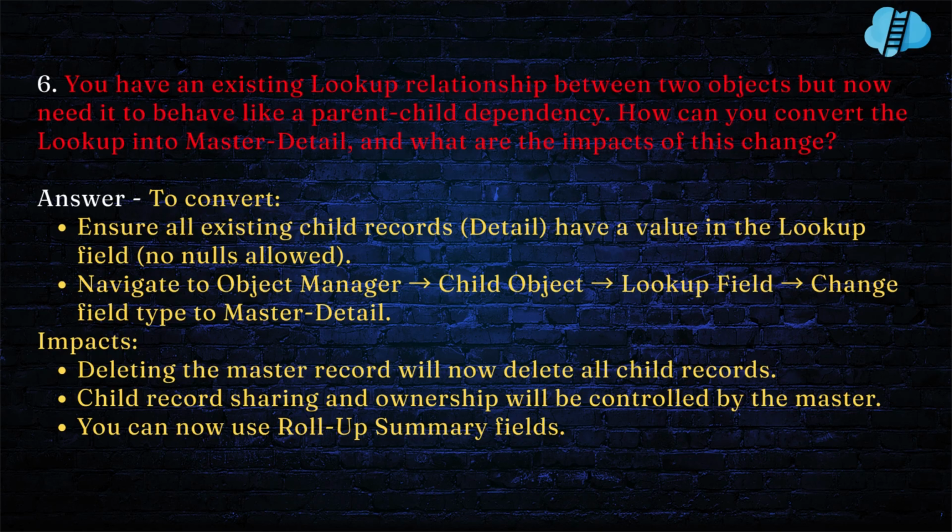6. You have an existing lookup relationship between two objects but now need it to behave like a parent-child dependency. How can you convert the lookup into master detail, and what are the impacts of this change? Answer. To convert, ensure all existing child records, detail, have a value in the lookup field, no nulls allowed. Navigate to Object Manager > child object > lookup field > change field type to master detail. Impacts. Deleting the master record will now delete all child records. Child record sharing and ownership will be controlled by the master. You can now use roll-up summary fields.